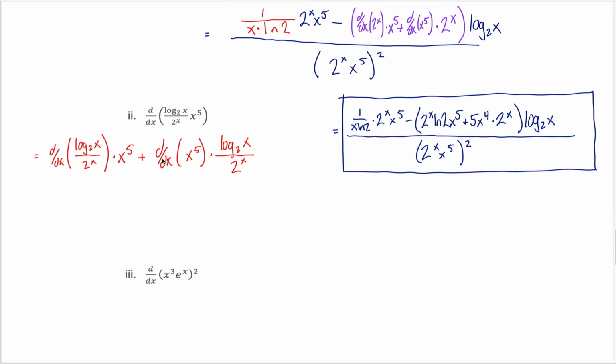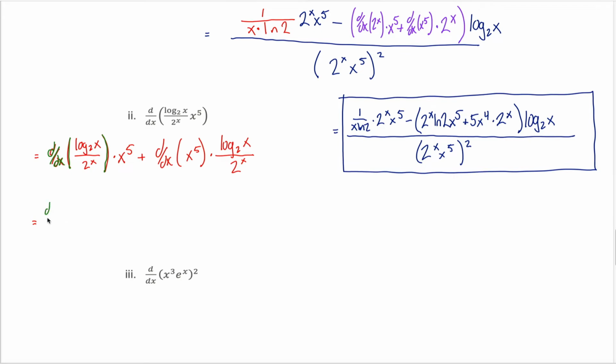I got two of these d over dx symbols, so I have two pieces of work yet to do. One of them will be pretty easy. The derivative of x to the 5th, that's just 5x to the 4th. One of them will be really hard. Why is this really hard? Because it's a quotient. To figure out the derivative of log base 2 of x divided by 2 to the x power, I got to use the quotient rule.